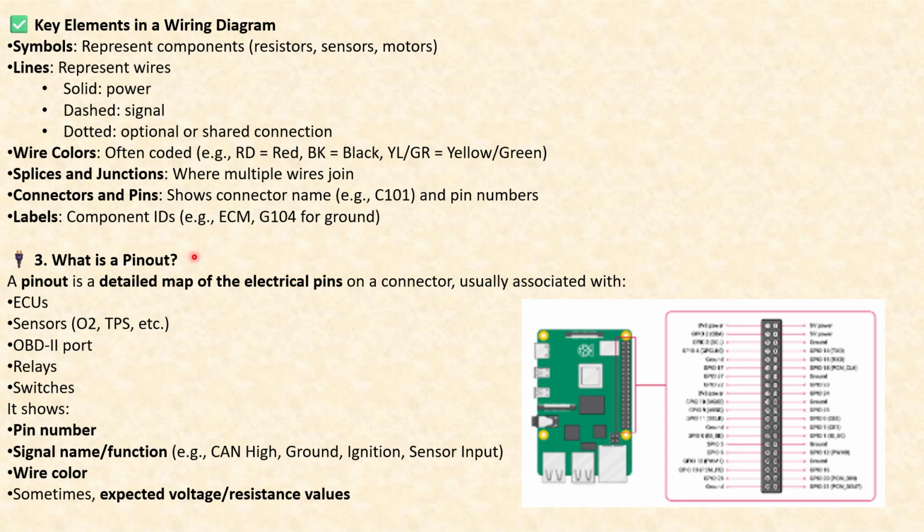Okay. Now, talking about what is a pinout. What exactly is a pinout? A pinout is a detailed map of the electrical pins on a connector, usually associated with ECUs, sensors, TPS, tire pressure system, OBD-II, relays, switches, and it shows the pin number, signal name, function, wire color, and sometimes expected voltage and resistance values. Okay, so this is called a pinout.